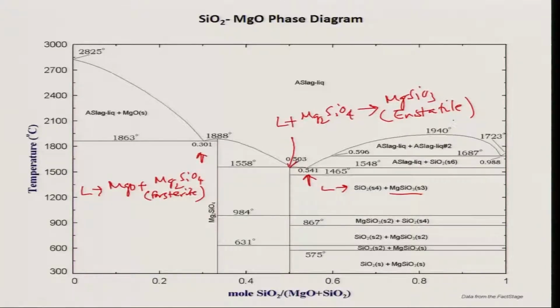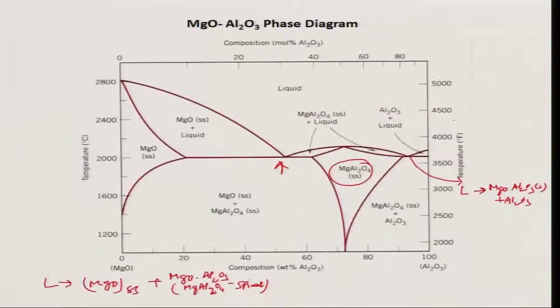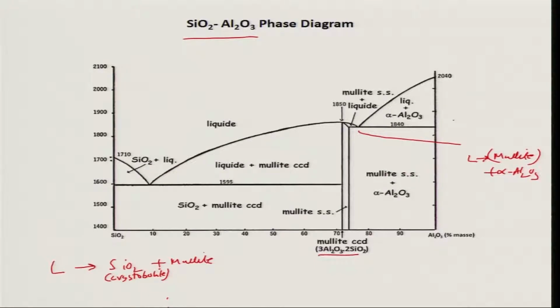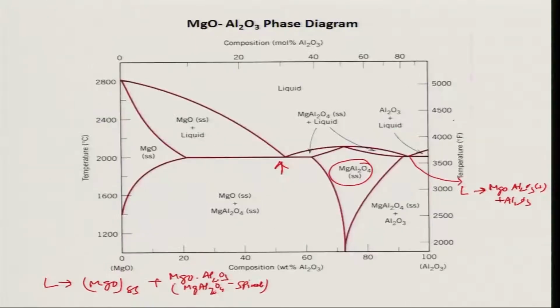So, these are the binary phase equilibria. Again I go back, if I tell you again. In the simple silicon dioxide aluminum oxide, Al2O3, phase diagram, there are two eutectic reactions on both sides of mullite. One is silicon dioxide plus mullite, the other is mullite plus alpha Al2O3. The MgO Al2O3 phase diagram also has two eutectic reactions, again lying on both sides of the spinel compound MgAl2O4. One is liquid going to MgO solution plus spinel, the other is going to Al2O3 plus spinel.